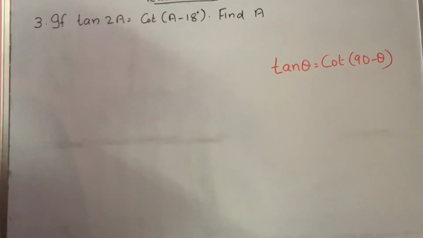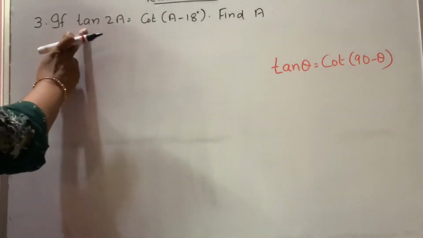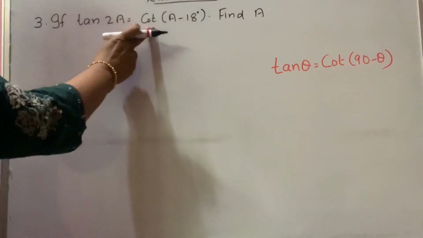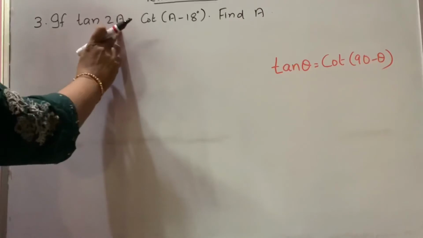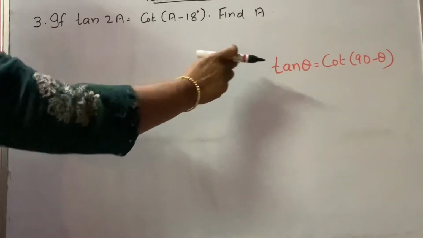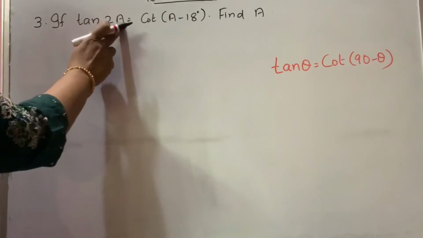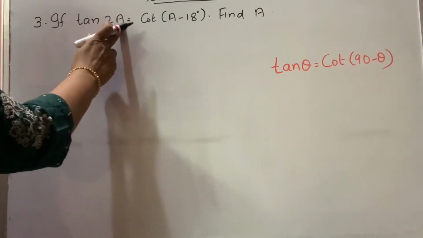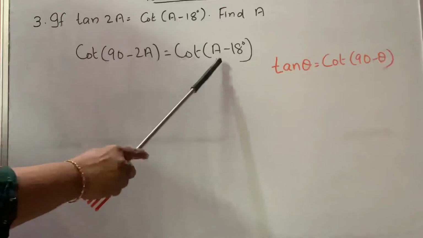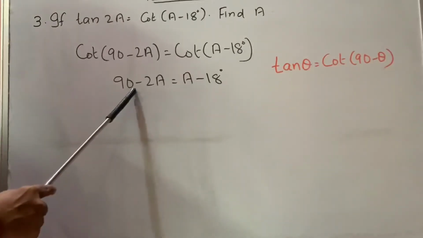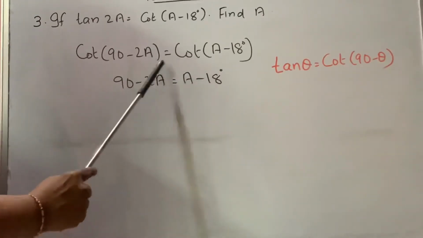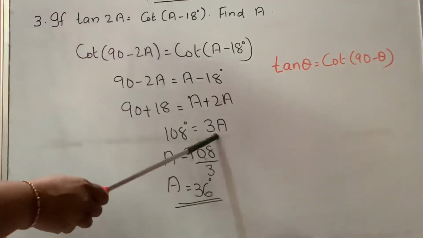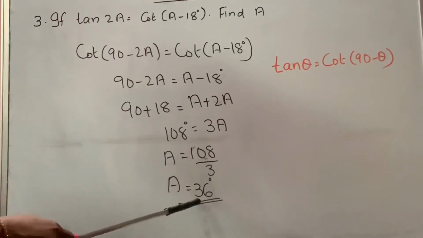Question number 3. If tan 2a is equal to cot of a minus 18, find a. Look here. Here this is tan. Here cot. So you make both into one ratio. നമുക്ക് ഈ tan 2a cot ആക്കാം. എങ്ങനെയാക്കുക? tan theta is equal to cot of 90 minus theta. So tan 2a is equal to cot of 90 minus 2a. This means 90 minus 2a is equal to a minus 18. That means 90 plus 18 is equal to a plus 2a. ഈ 2a അങ്ങോട്ട് കൊണ്ടുപോകുക, 18 ഇങ്ങോട്ടേക്ക് കൊണ്ടുവരിക. That is 3a is equal to 108, a is equal to 36.